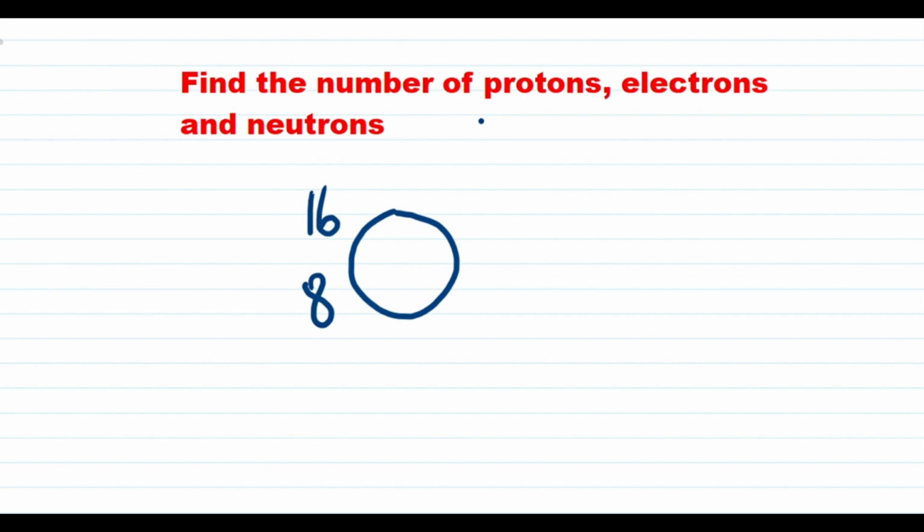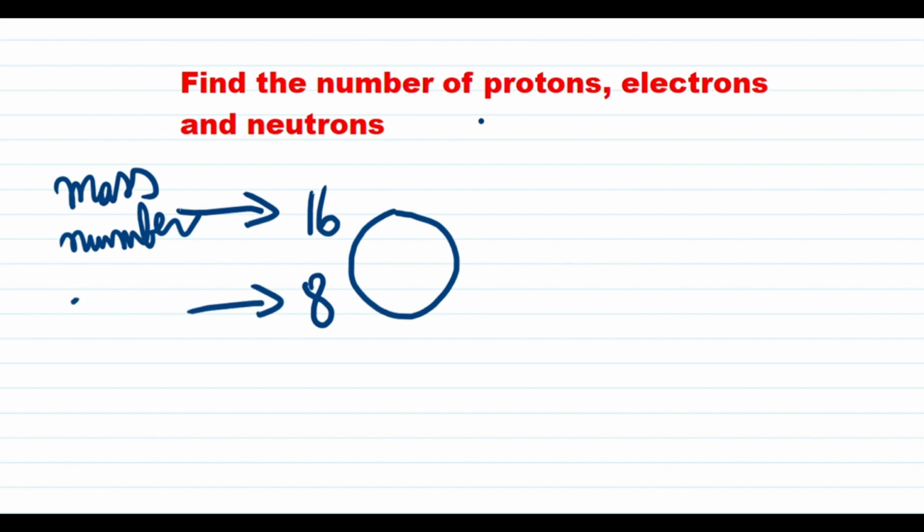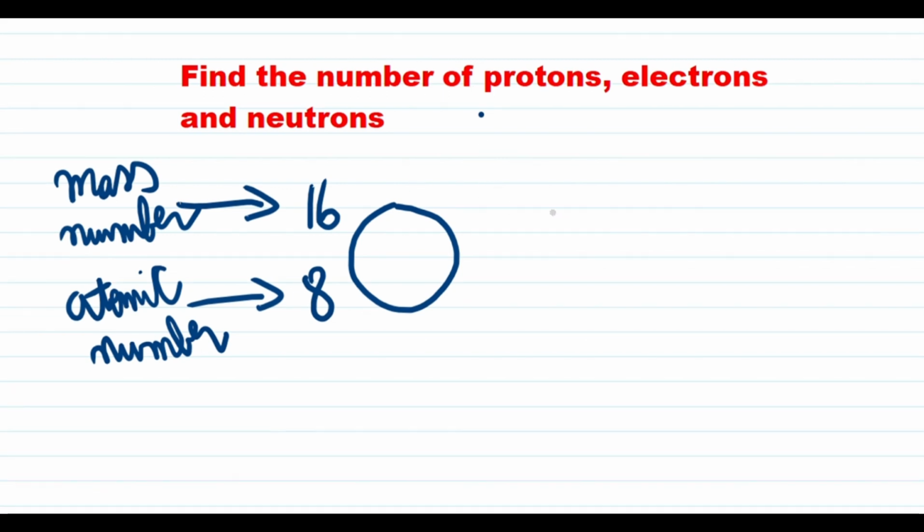And what you need to know is that in this particular format, the number on top is called the mass number. And the number on the bottom, the atomic number. What else you need to know? You need to know that the number of protons is equal to the atomic number.